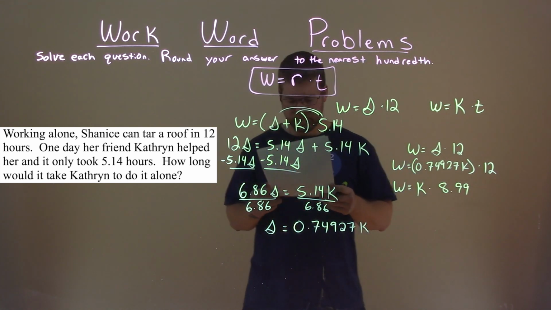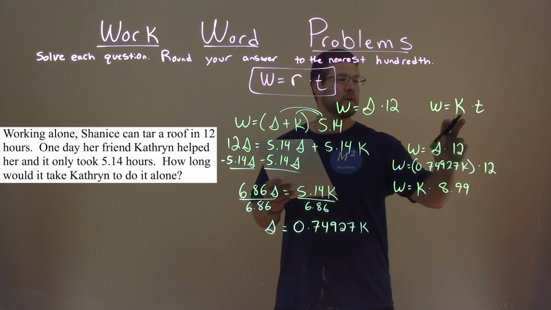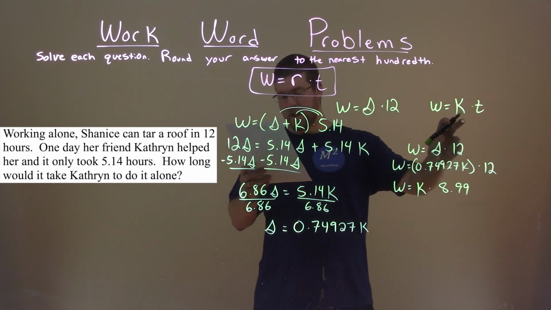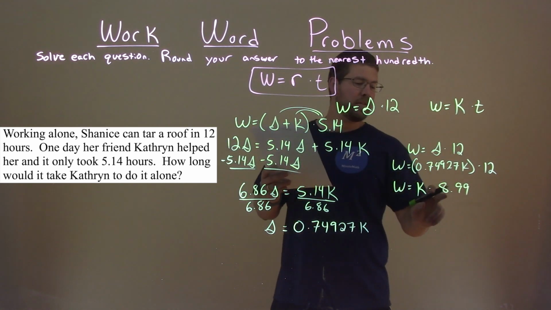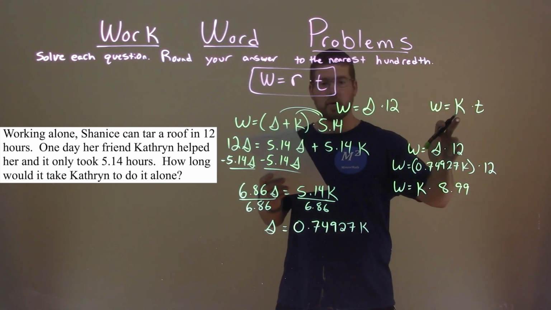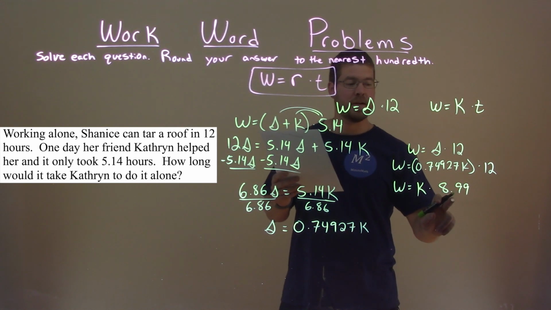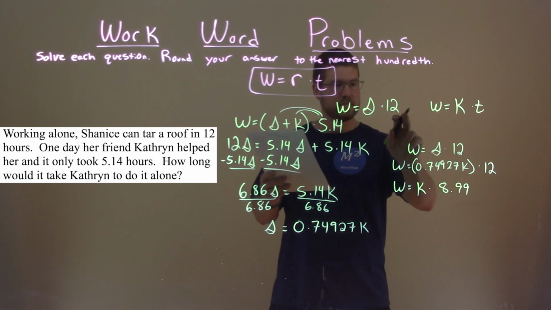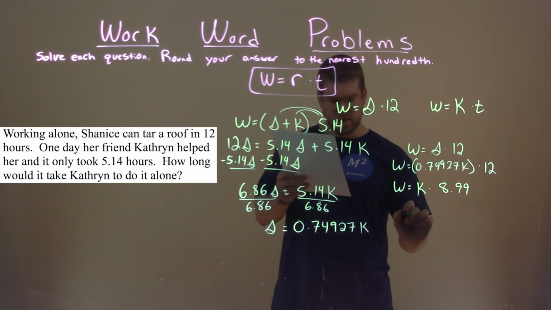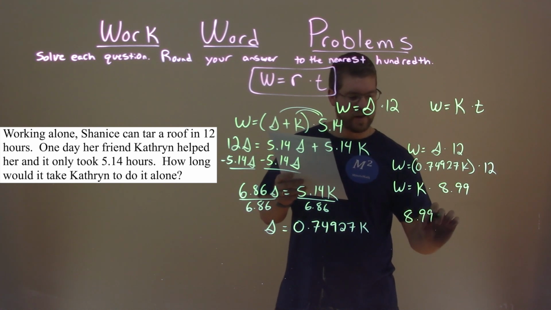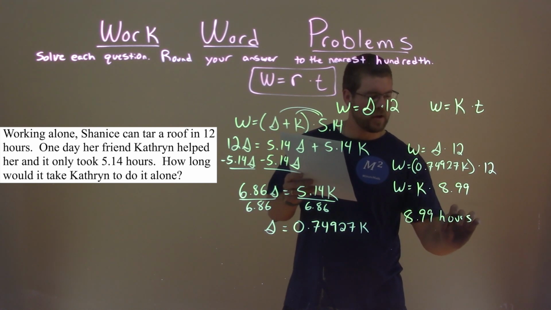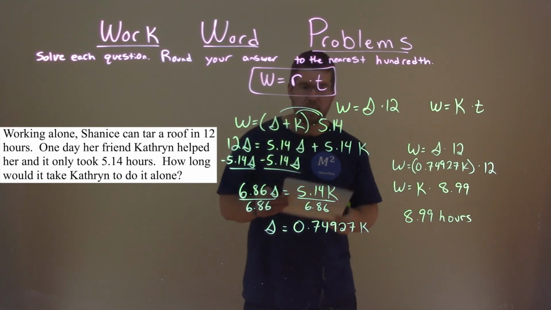8.99. And so if we look at the formula for Catherine, we can see that, whatever her work rate is, we don't really know right now, it takes her a total of 8.99 hours to complete the job. So our answer is 8.99 hours, and that's how long it would take Catherine to do it alone.